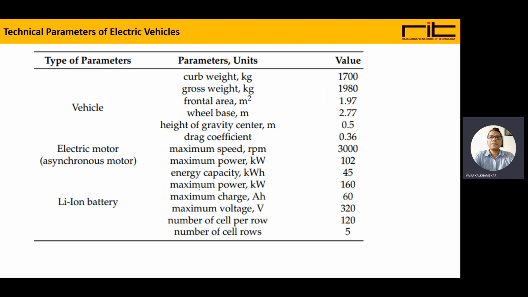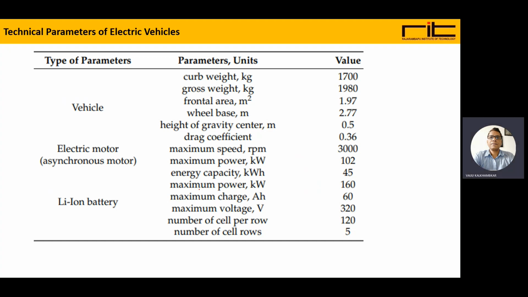Here we look at the technical parameters of electric vehicles. The parameters will be based on the components. The types of parameters will be vehicle parameters, electric motor parameters, and lithium ion battery parameters. Mostly it is battery parameters. Now these are the main parameters.